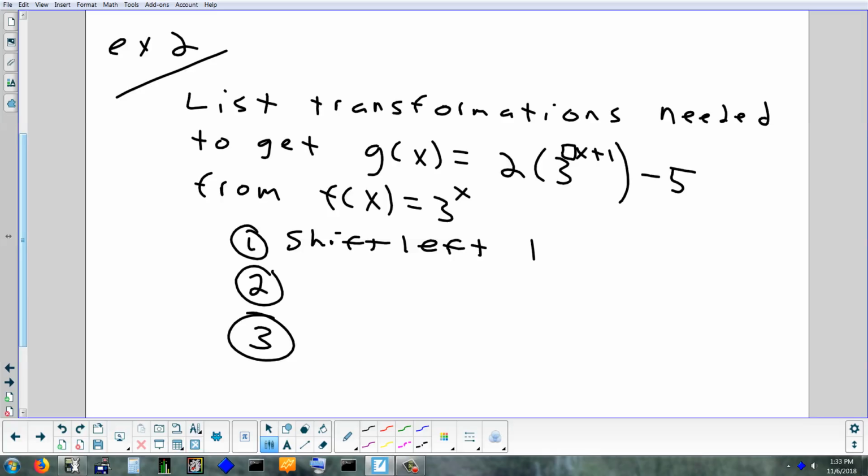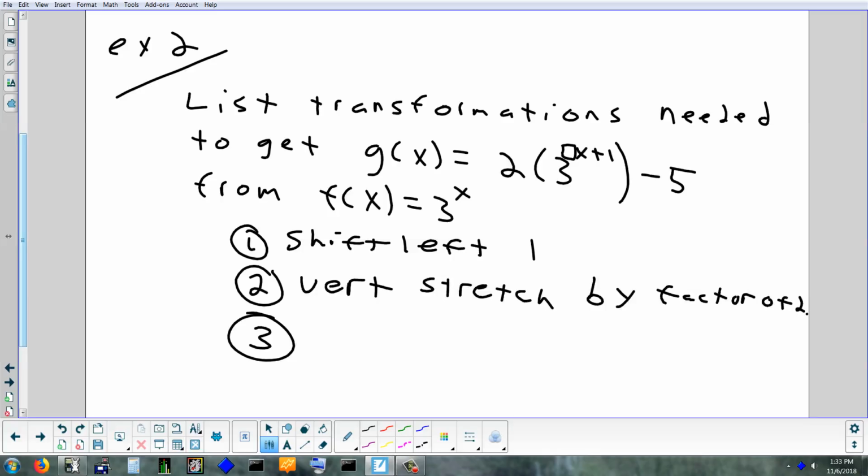So now we go outside. I already said the -5 is the last thing we look at, so the 2 is the next thing. What's the 2 going to do? Yep, a vertical stretch by 2. So that's a vertical stretch by a factor of 2. It's on the outside. That tells you it's vertical. It's multiplication. Tells you it's a stretch.